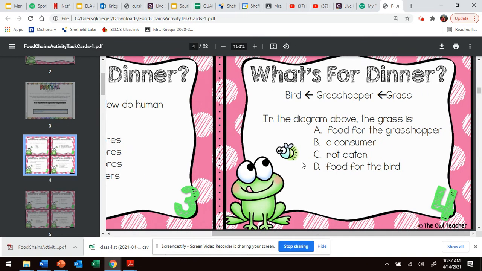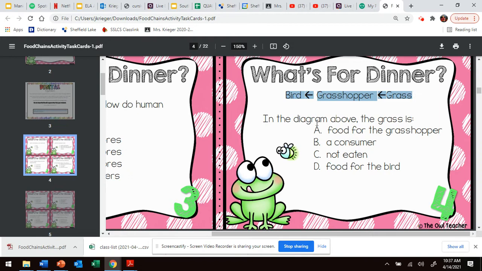All right, number four, in this diagram, the grass is what? Now, this is kind of goofy. It's like they're trying to trick you because normally we read left to right, right? But we read food chains by following the arrow, okay? So it'd go grass, follow that arrow to grasshopper, then to the bird. Okay, normally it would be the opposite, but I think they're trying to trick you because they want you to follow that flow of energy, the arrow.